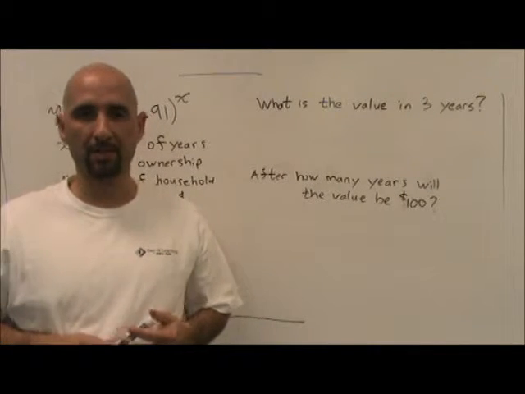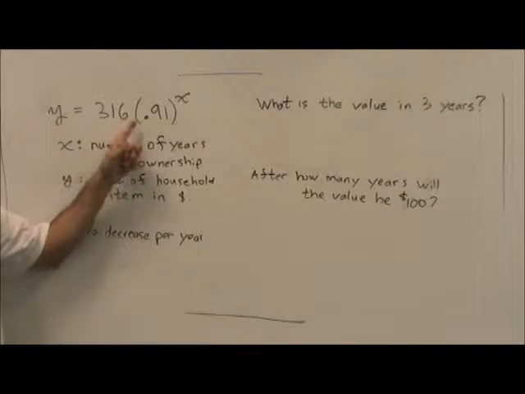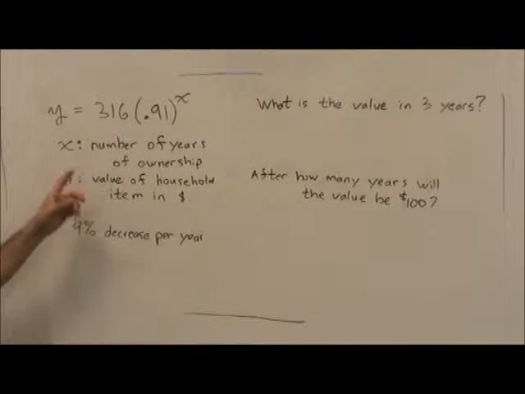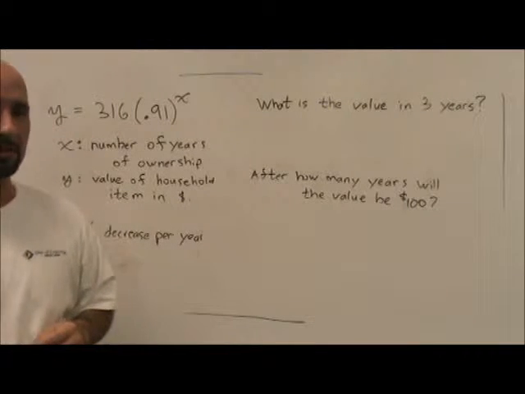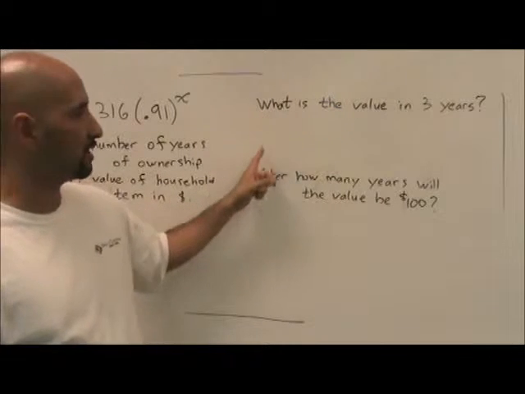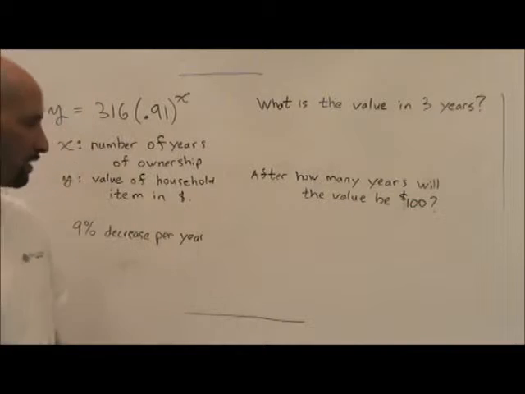Let's look at an application of decay functions. Here we have y equals 316 times 0.91 raised to the x power, where x is the number of years of ownership and y is the value of, say, some household item that you recently purchased. We want to ask two questions. One is, what's the value in 3 years? The other is, after how many years will the value be $100?